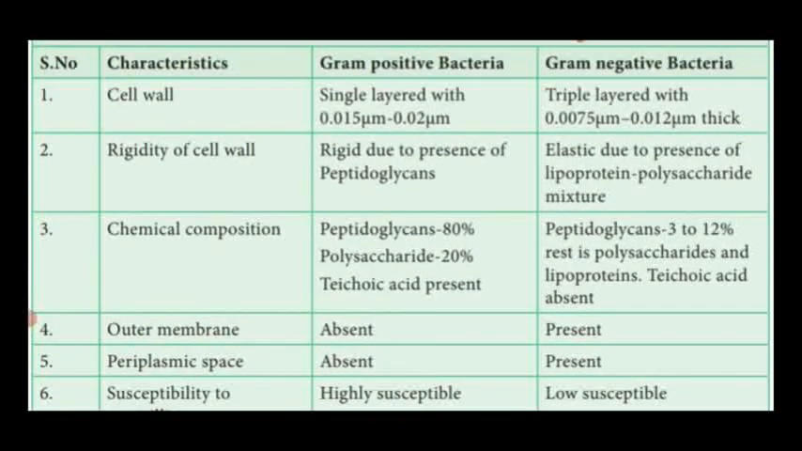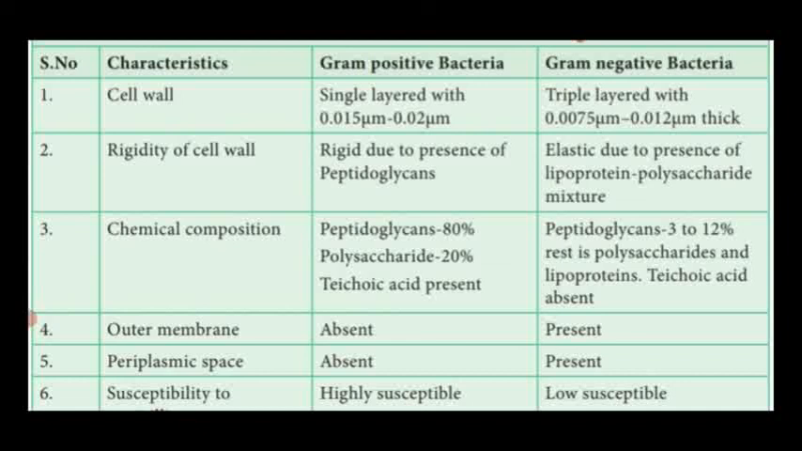Then next one, outer membrane. In gram-positive bacteria the outer membrane is absent, but in gram-negative it is present. Then periplasmic space, absent and present. But in the diagram, it shows the periplasmic space, but the content is very less in gram-positive bacteria. But in the gram-negative, it occupies a larger area. That's why it is given as absent and present.